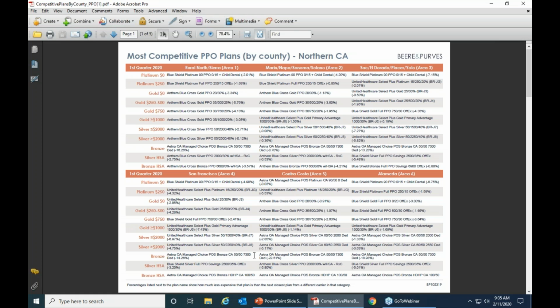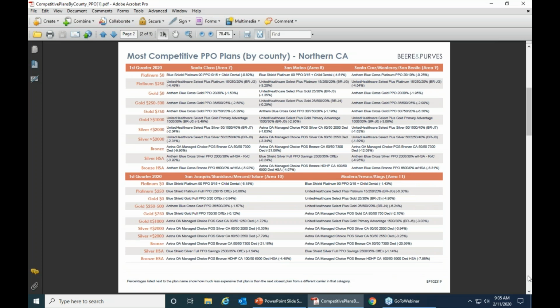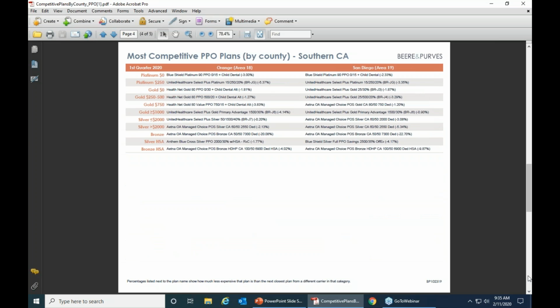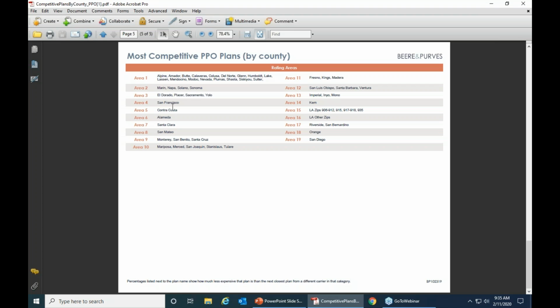So these are the carriers we're going to be spending our time on today, the ones that you see on this space. When you have the sheet, you can scroll down. These are the other 19 rating regions throughout the state of California. The nice thing about it, on the very back, if you have an employer that's in one of these areas, you'll know exactly which zone to go to find the most competitive plan design.